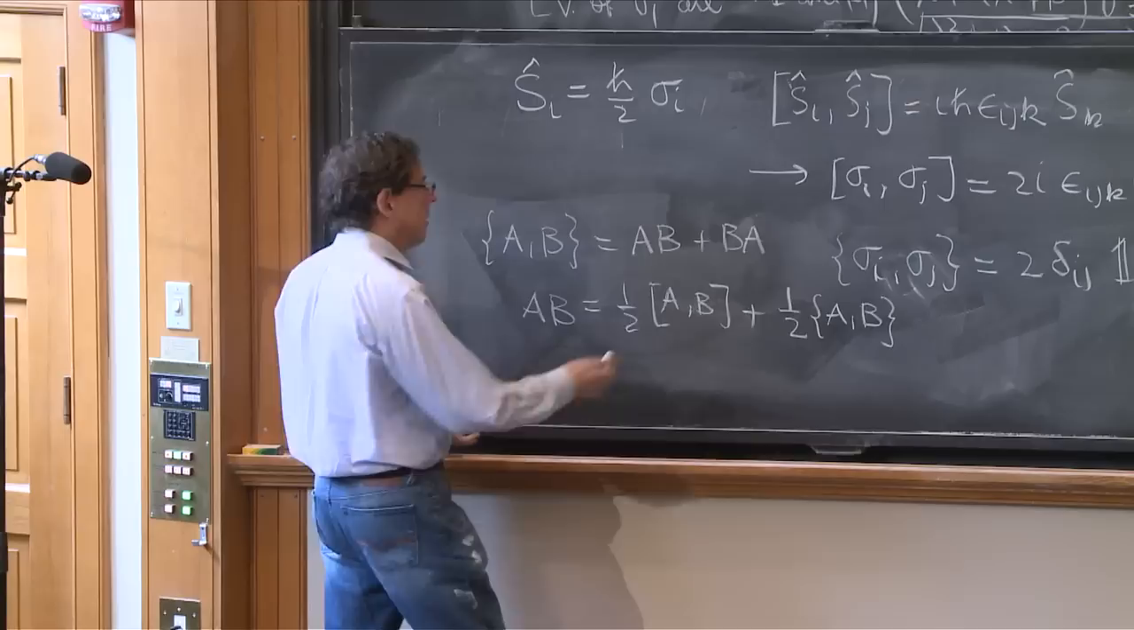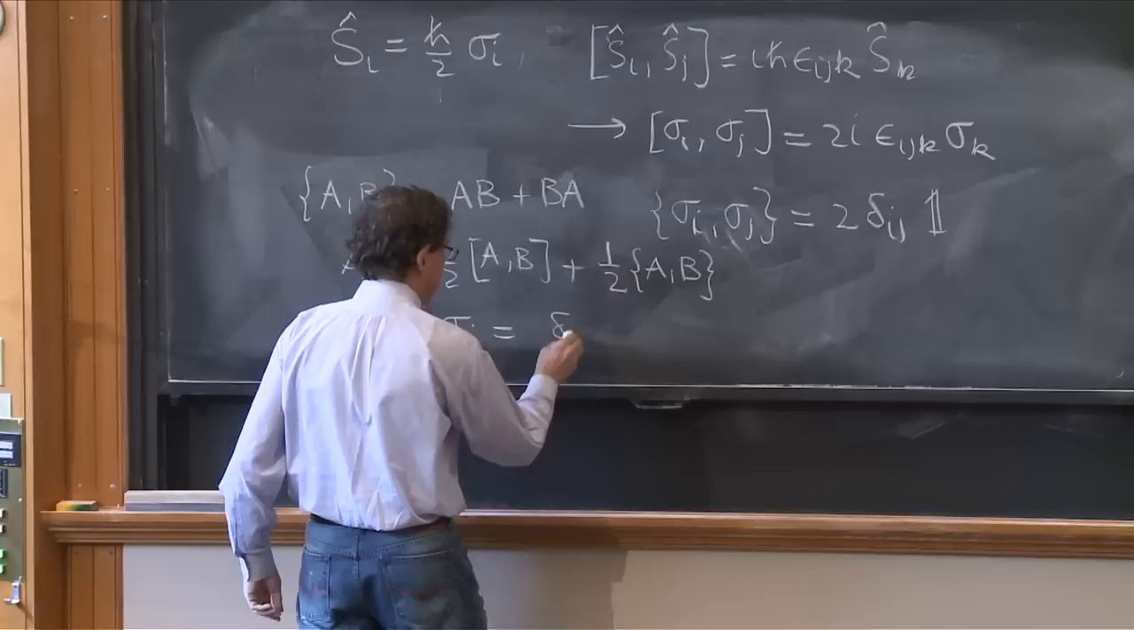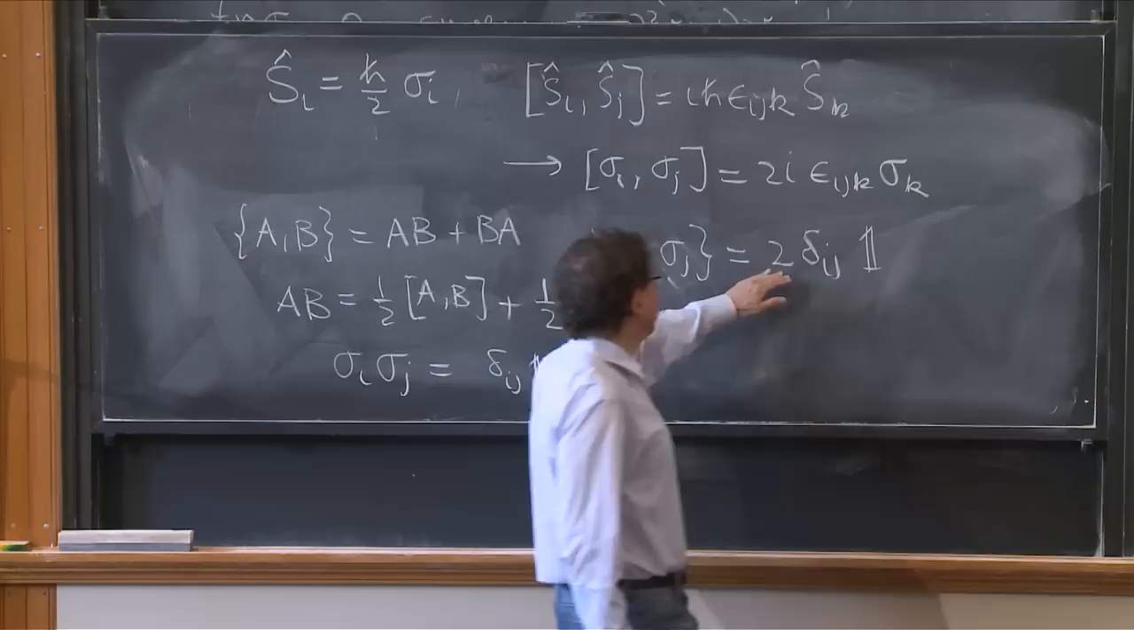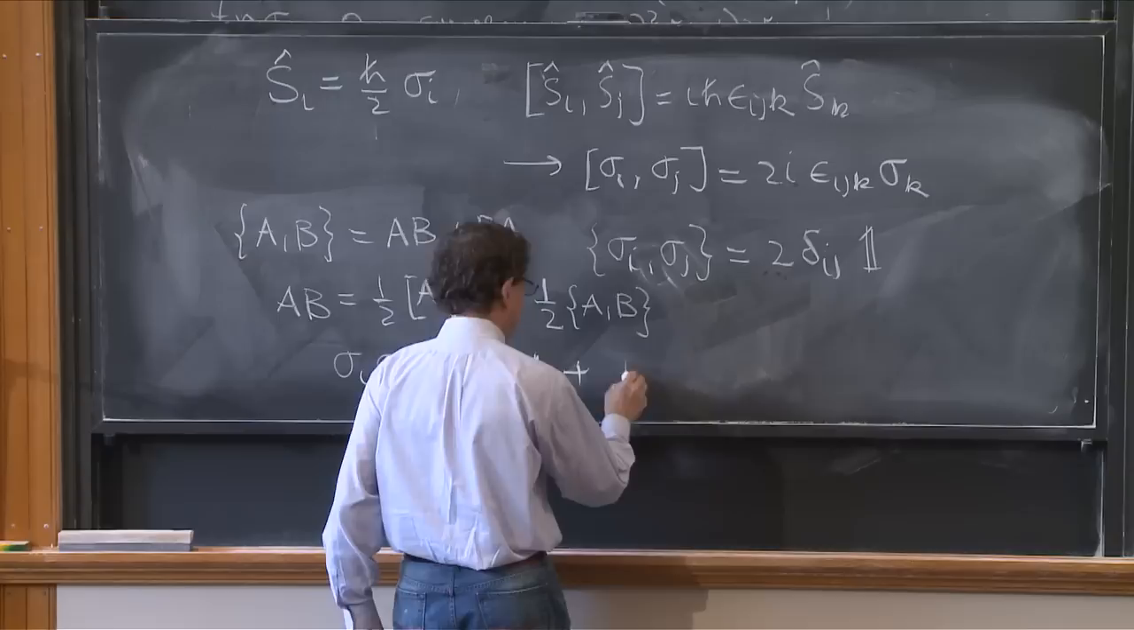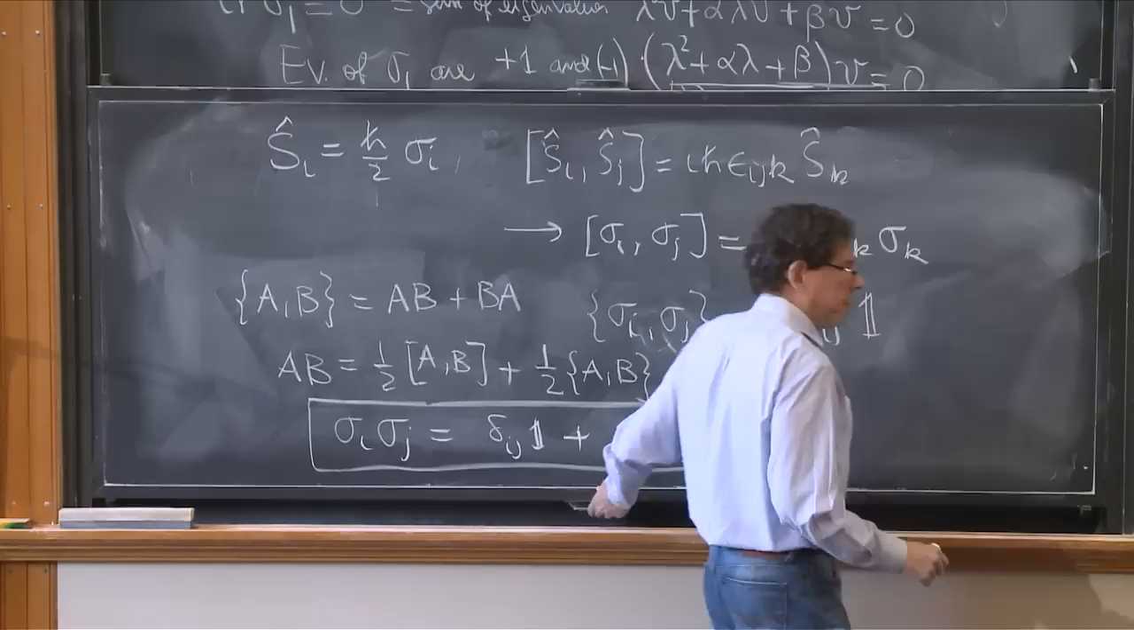So sigma i sigma j would be equal to 1/2 of the anticommutator, let me put the anticommutator first. So you get delta ij times the identity, which is 1/2 of the anticommutator, plus 1/2 of the commutator, which is i epsilon ijk sigma k. It's a very useful formula.